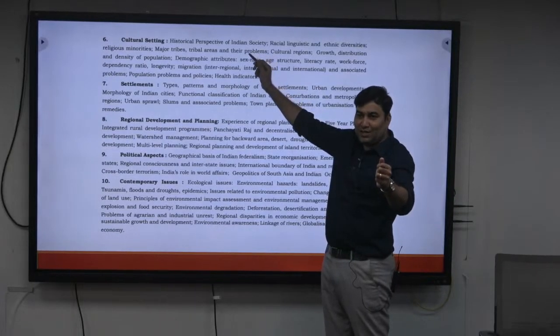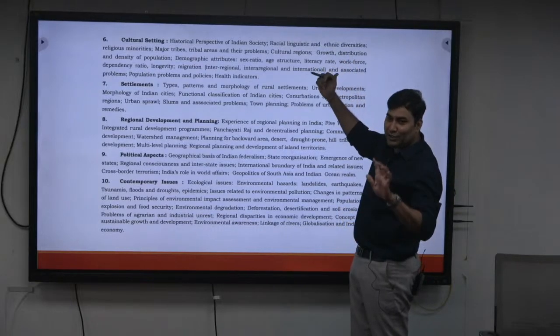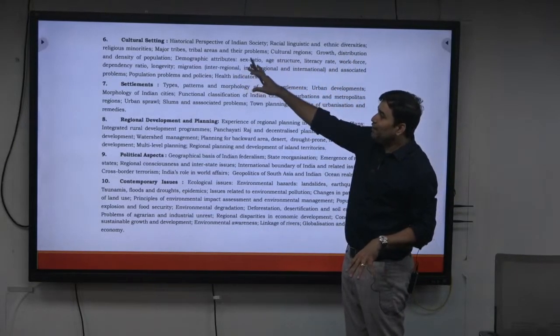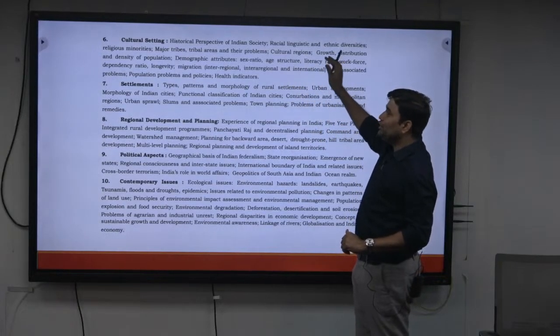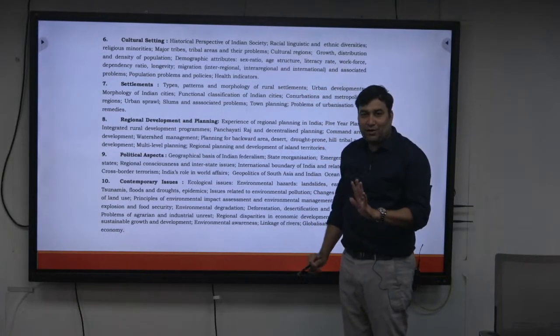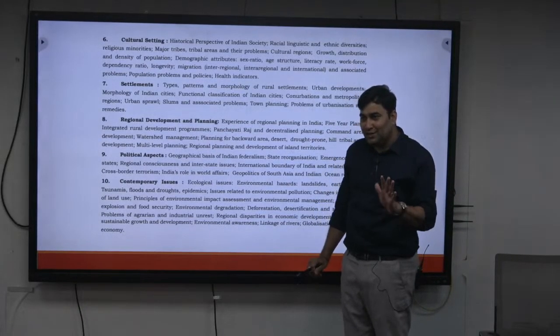Next, cultural setting मतलब पूरा का पूरा population, that is Indian society, perspective of Indian society. हो गया आपका GS1 का society का part. See, racial, linguistic and ethnic diversity, society. Correct? उसके बाद religious minorities, tribes, then cultural regions, growth distribution of the population. मतलब here we have to understand पूरा society का aspects. I hope you are understanding it.